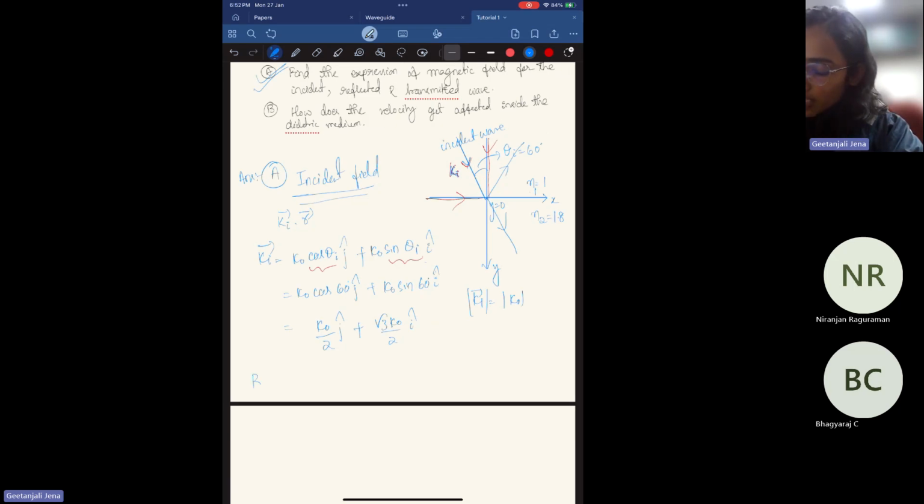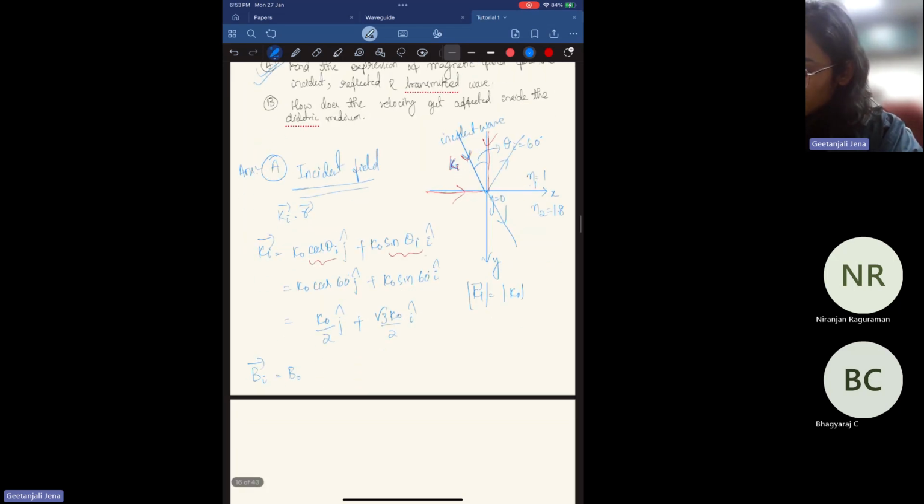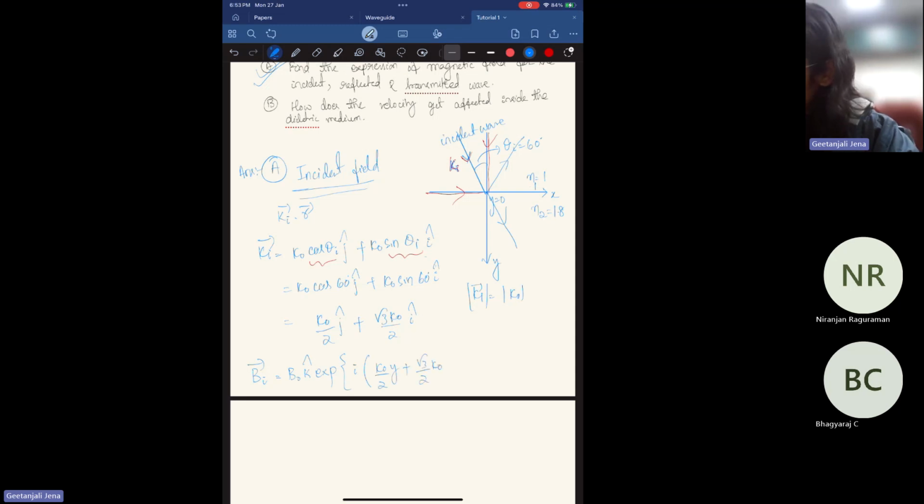Now you can easily find out the expression for B incident, which is B0, and it is oriented along the Z direction. It is a Z oriented magnetic field. So that means it is K cap exponential i K dot R, which is K0 by 2 y plus root 3 by 2 K0 x minus omega t. Clear? So this will be the expression for the incident magnetic field.